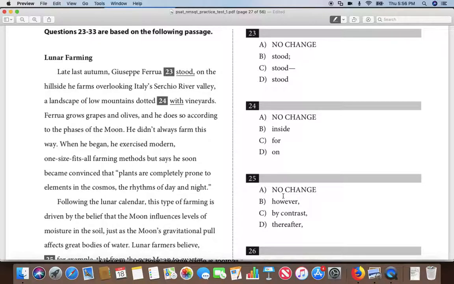By the way, when you're reading these, taking these tests, certainly on a timed test, don't waste any time worrying about pronunciation or anything like that. Just be like GF, whatever, or just G. Don't waste any mental energy on pronouncing things properly. Okay. So Ferrua stood on the hillside he farms overlooking Italy's Serchio River Valley, a landscape of low mountains dotted with vineyards. Okay, let's start with number 23.